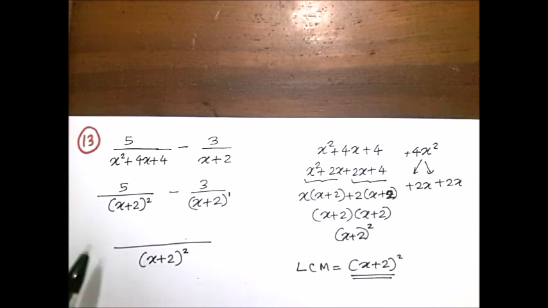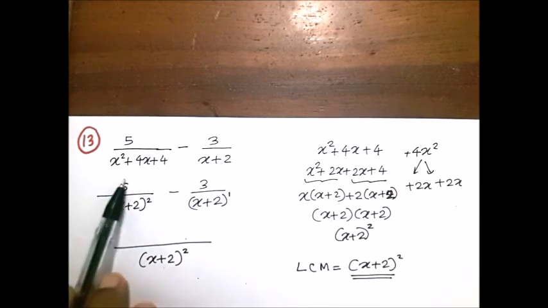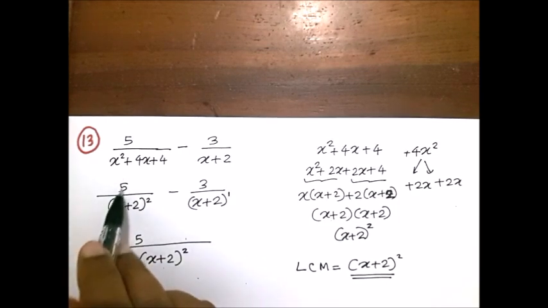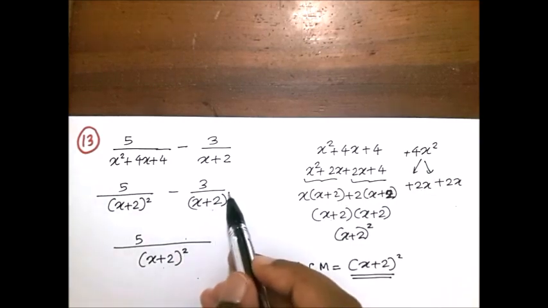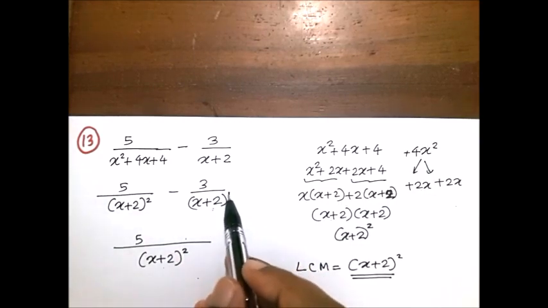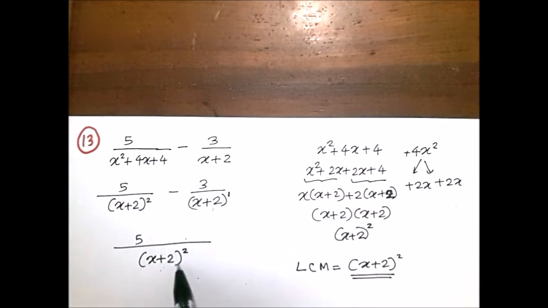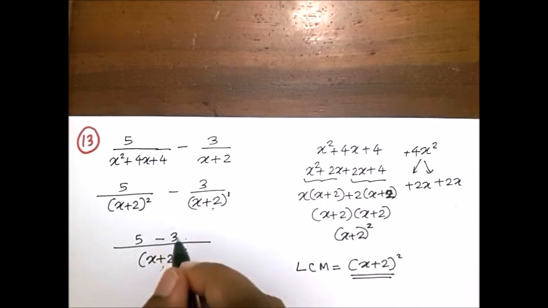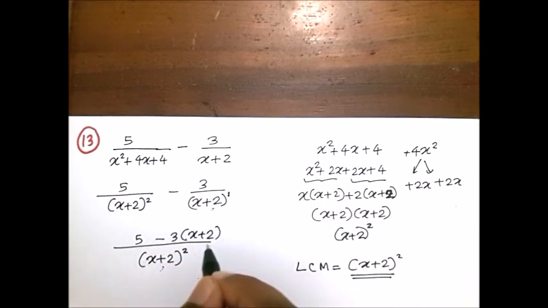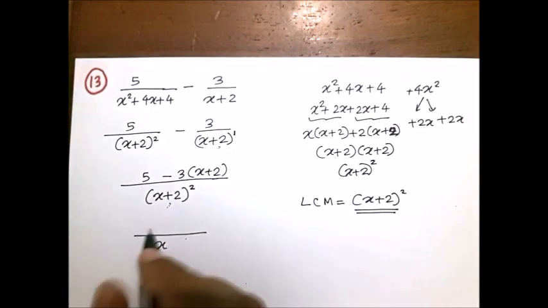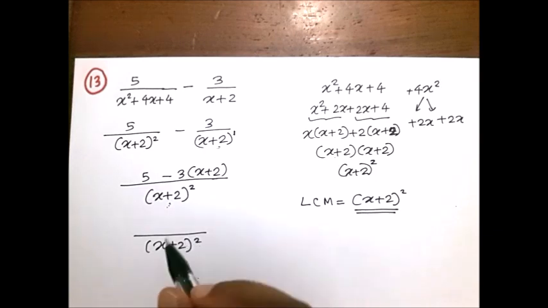Now here and here you can see the same denominator, so write the same numerator. Don't change it. But here the denominator is only x plus 2 to the power 1. Here x plus 2 to the power 2. There is another x plus 2 term here than this one. So you have to multiply both by x plus 2. So multiply 3 by x plus 2. The denominator is x plus 2 to the power 2.